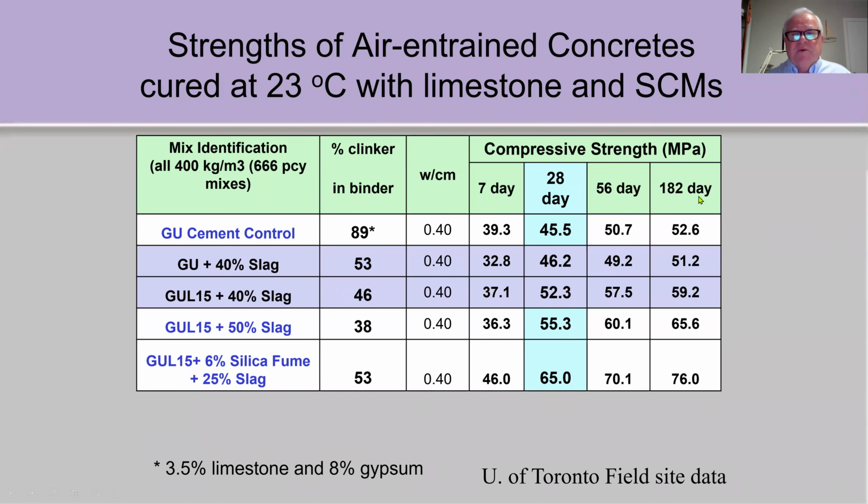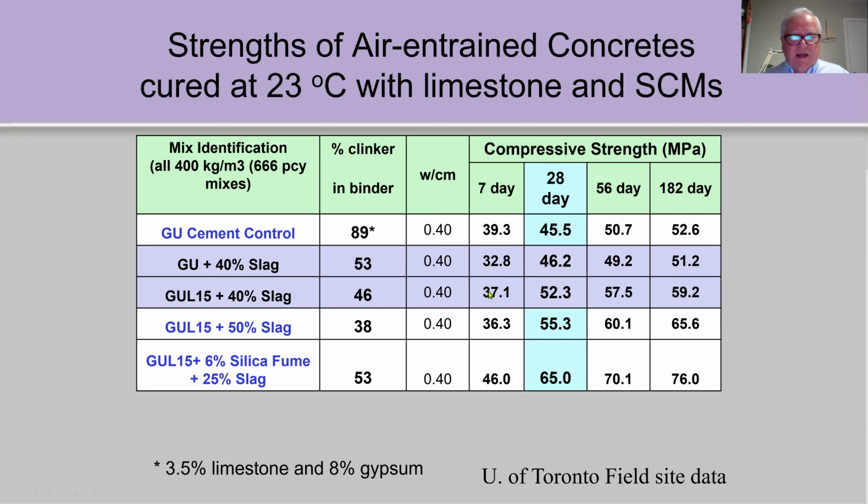And it shows some examples from concrete work I was involved with, where we take straight type 1, our Portland cement, which is GU in Canada, has typically about 90% clinker, and we make concretes at 0.40, and we see strengths at 4 different ages here. If we put 40% slag in, we can cut the binder to 53%. We see some reduction in 7-day strengths. The 28-day strengths are equal. But if we put limestone in there, limestone cement and 40% slag, we reduce the clinker factor even further, and the 7-day strengths come back up.